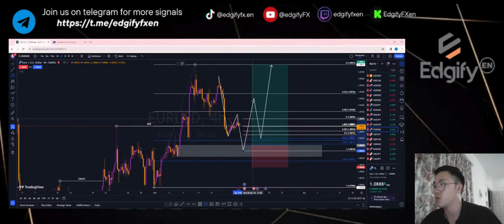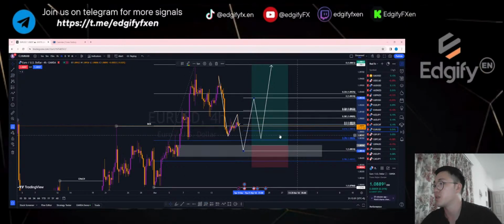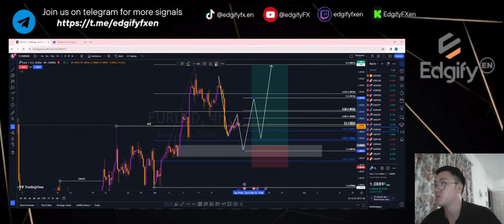So something like this, if we're going to pull our fib, right? Something like this. And we are looking to enter between the 618 and the 786 of this new fib that I pulled. Alright, so something like this would be much more reasonable. Alright, so we'll just wait out for Euro USD on the hour 4.